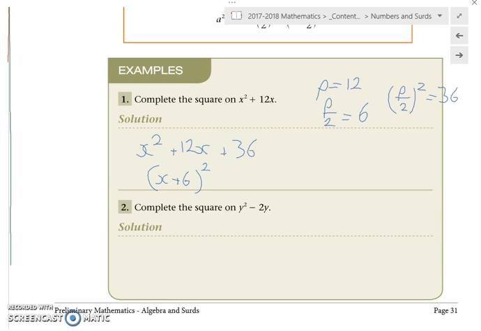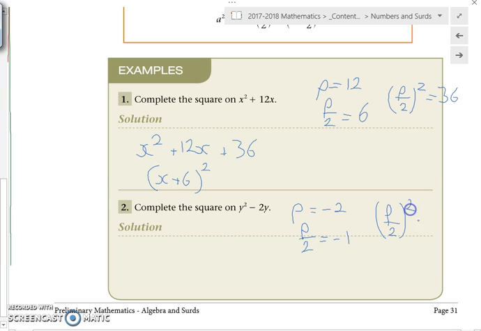So, completing the square on this one, y squared minus 2y. We're just going to do it the quick way. What is the coefficient in front of the y? Negative 2. So your p is negative 2. So half of your p is what? Negative 1. So half of your p, squared, is what? Negative 1 times negative 1. 1.